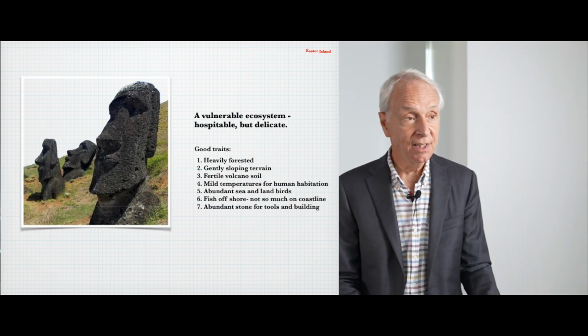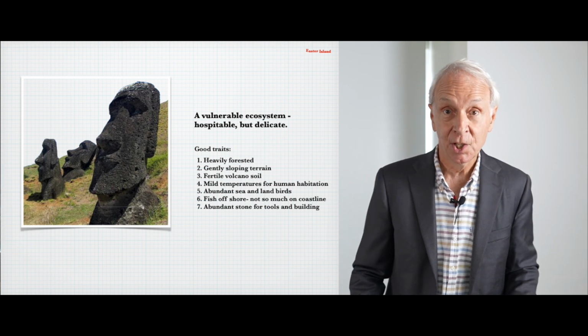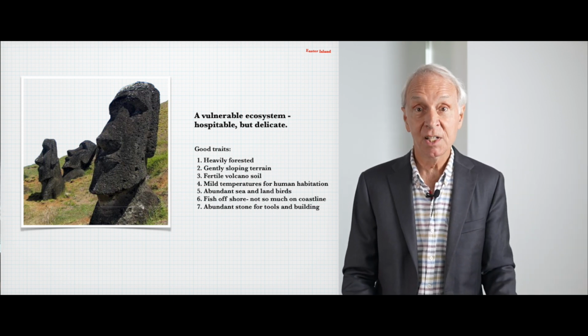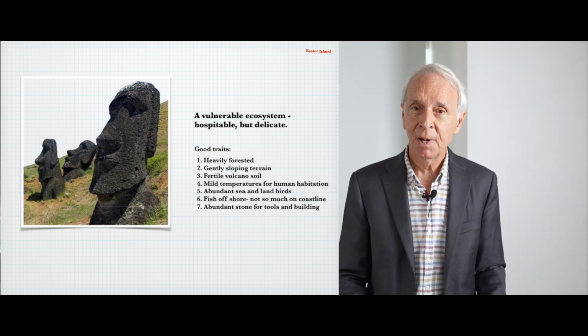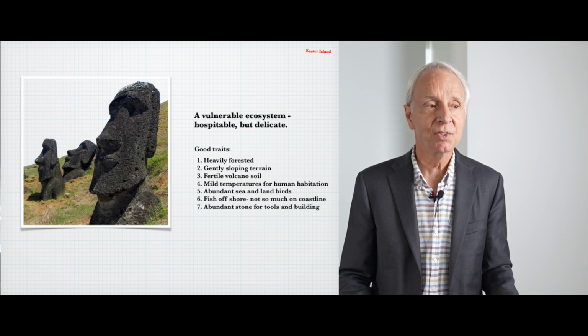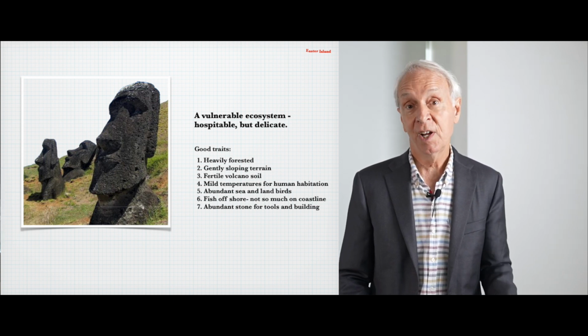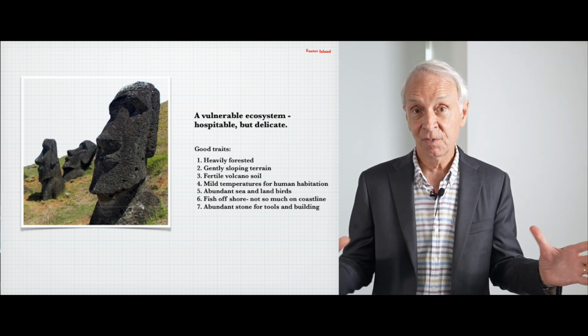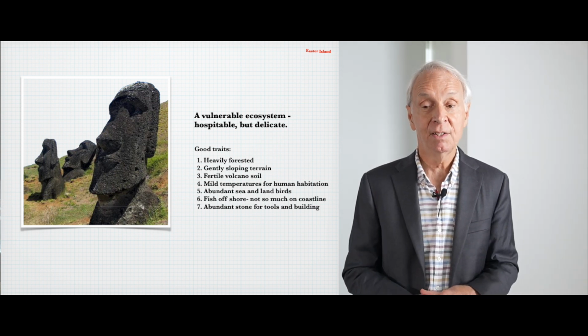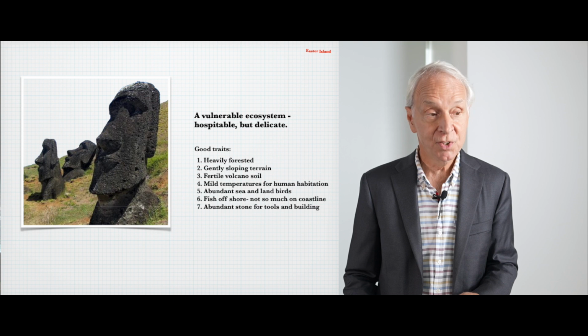So on Easter Island, they were in a vulnerable ecosystem. It was very hospitable, it was a good place to live, but it had some delicate characteristics. So there were some very good traits of that area. It was very heavily forested when civilization came there, and the forest was a great resource.